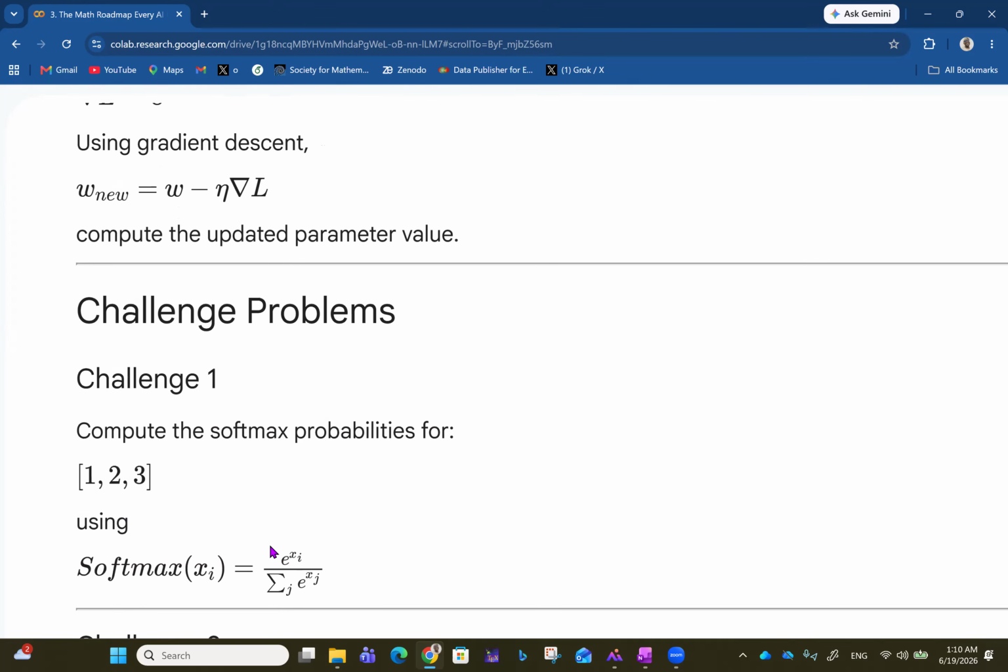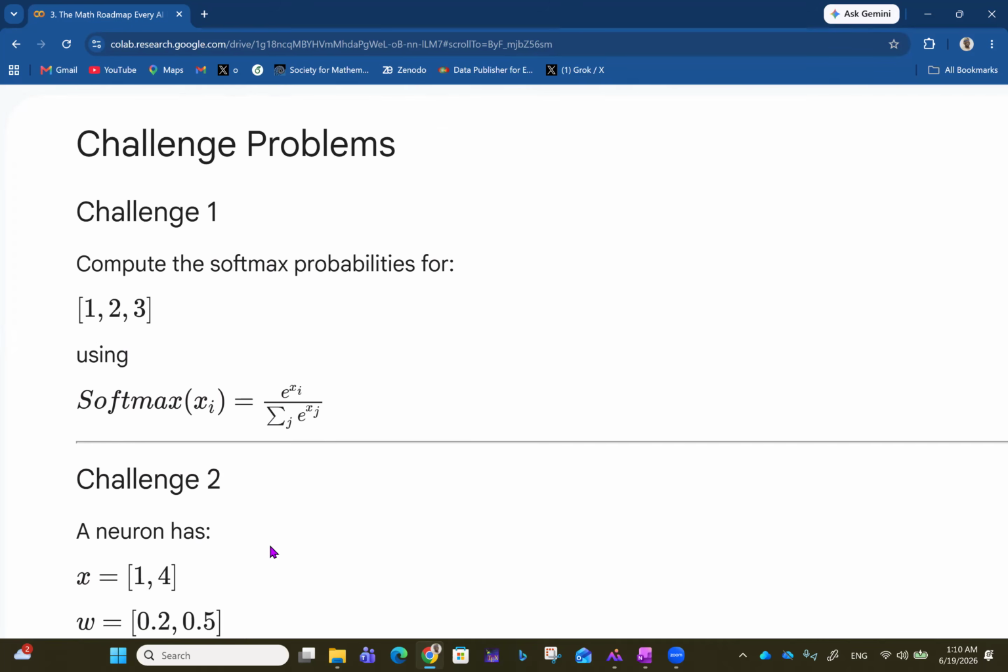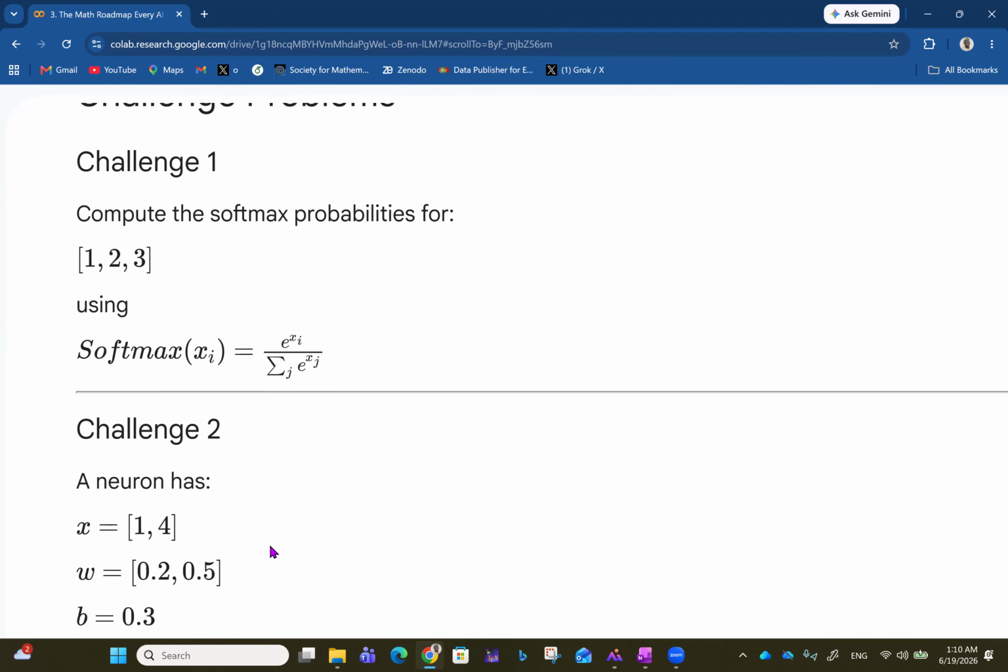And then you have some challenge problems. Compute the softmax probabilities of 1, 2, 3. We've done that before. You just need to take exponents of each one: e to the power 1, e to the power 2, e to the power 3. Then get the values, add them together, and divide each, e to the power 1 by the summation, e to the power 2 by the summation, e to the power 3 by the summation, and that will be your softmax.